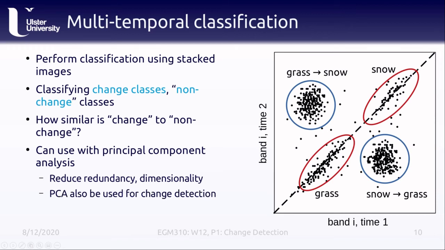We can also use principal component analysis to do change detection on its own. It helps to maximize the variation that we see, but remember that this is often difficult to interpret.